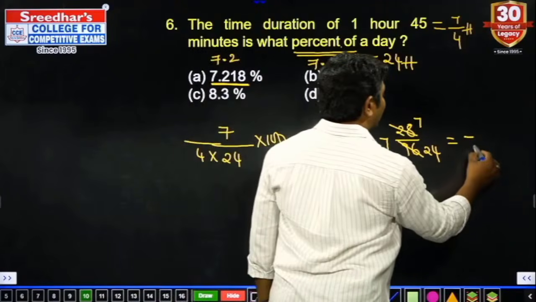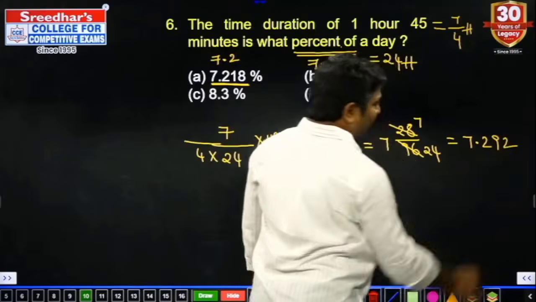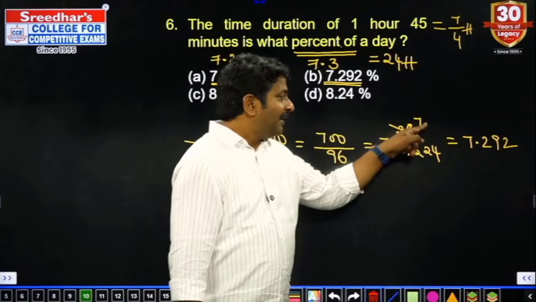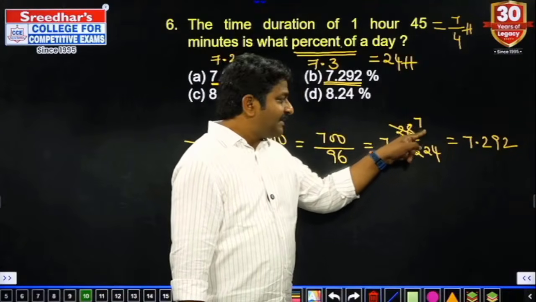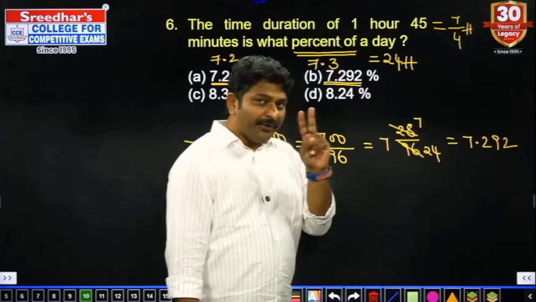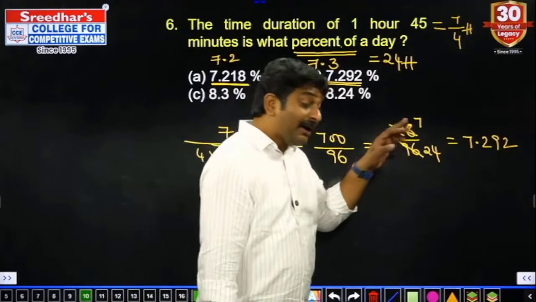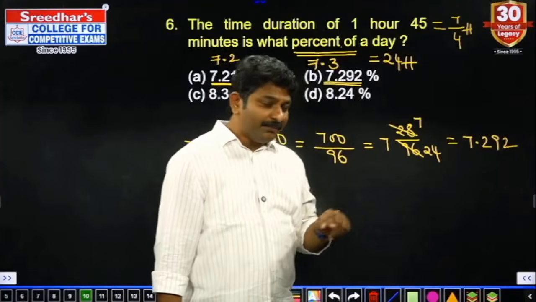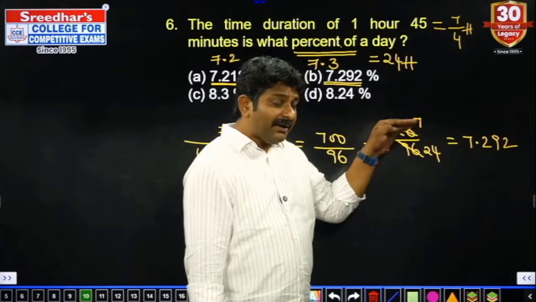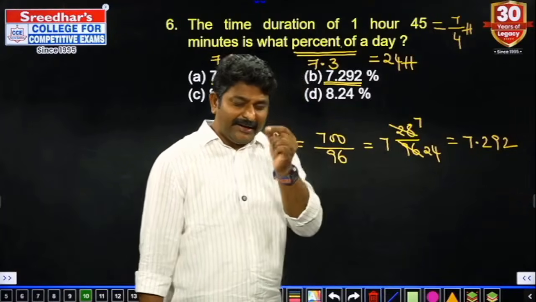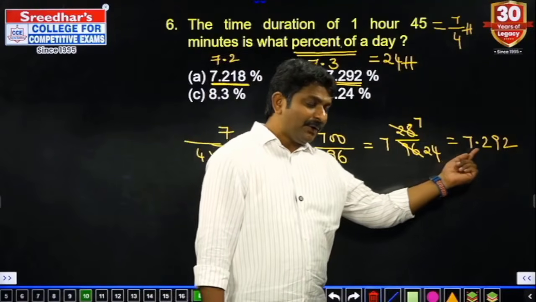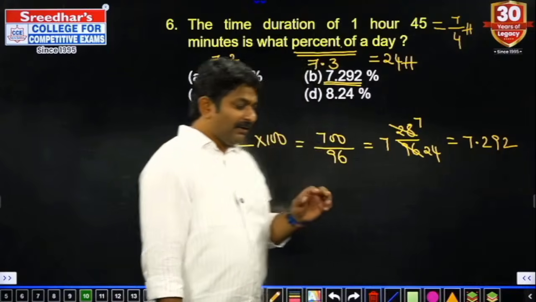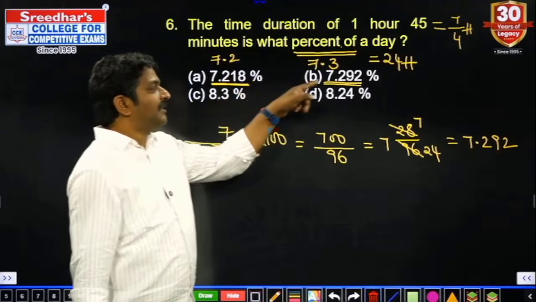This will be equal to 7.292. See, when you write a decimal, 7 becomes 70. 70 by 24. 24 2 times is 48. But in numerator we have 70. Far more than that. 24 3 times is 72. Our numerator is 70. 70 is very close to 72, a little bit less than that. So the answer should be close to 7.3 but a little bit less than that. Hope you understood. This is close to 7.2. This is close to 7.3.